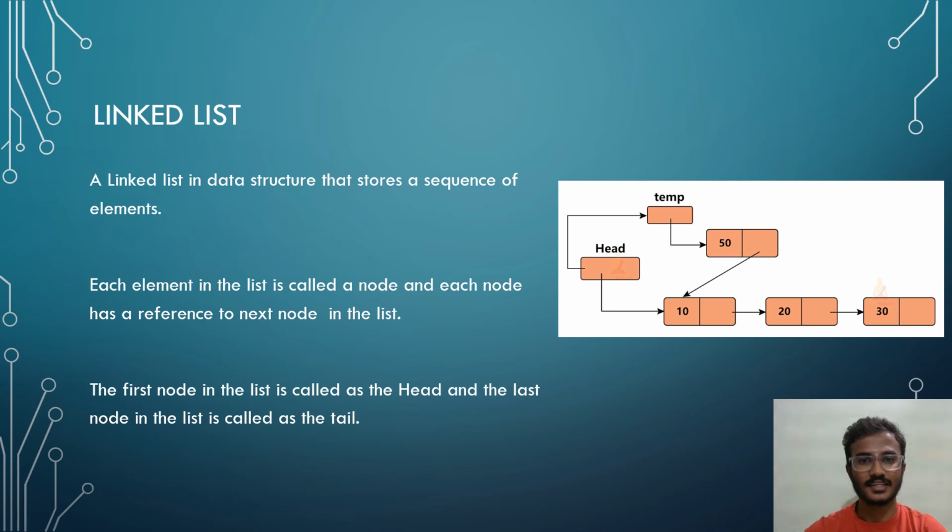Firstly, what is a linked list? A linked list is a data structure that stores a sequence of elements. Each element in the list is called a node and each node has a reference to the next node in the list. The first node in the list is called the head and the last node in the list is called the tail. Here we can see the reference to the next node in this list.